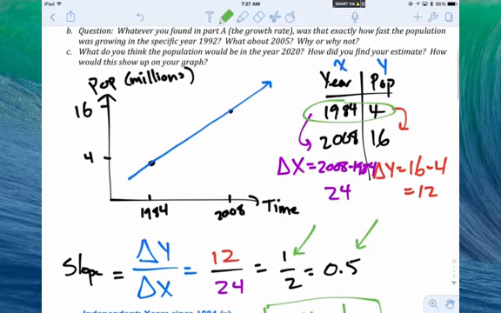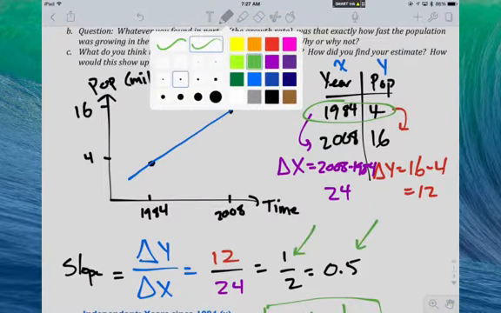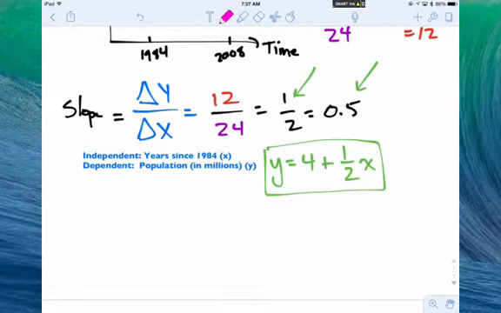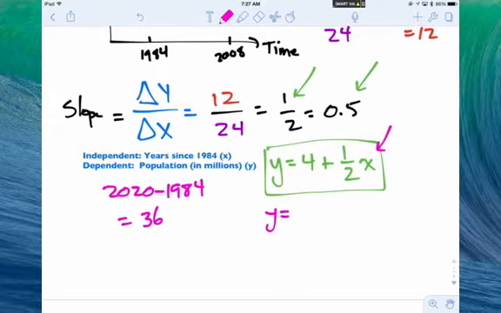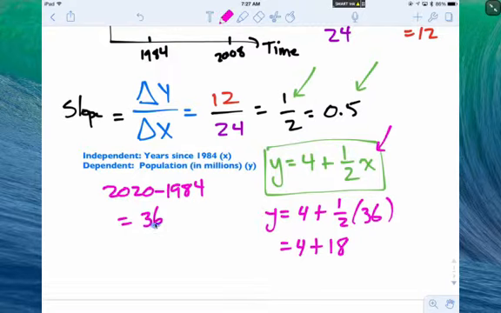And using that equation, we could predict what the population would be in 2020. All we have to ask is, how many years after 1984 is 2020? Let's find out. 2020 minus 1984 tells us how many years have transpired. 36. So all we have to do is substitute a 36 for that variable, and we find that the population should grow by 1/2 of 36, which is 18. So in those 36 years, not surprisingly, the population will grow by 18 million, for a grand total of 22 million.